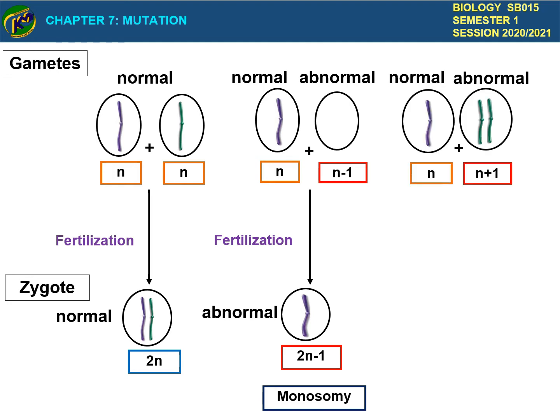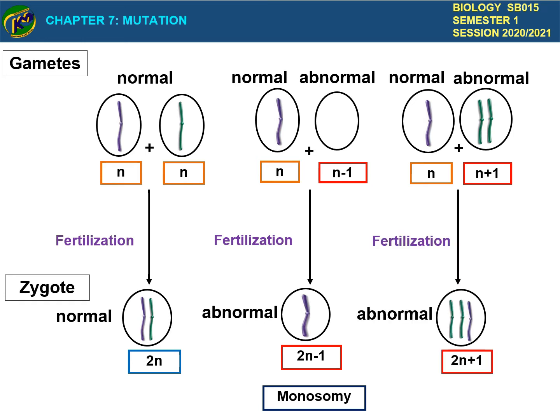When the normal gamete with the ploidy level n is fertilized with abnormal gamete with the ploidy level n+1, the zygote produced is abnormal too, because the ploidy level is 2n+1. This condition is known as trisomy.